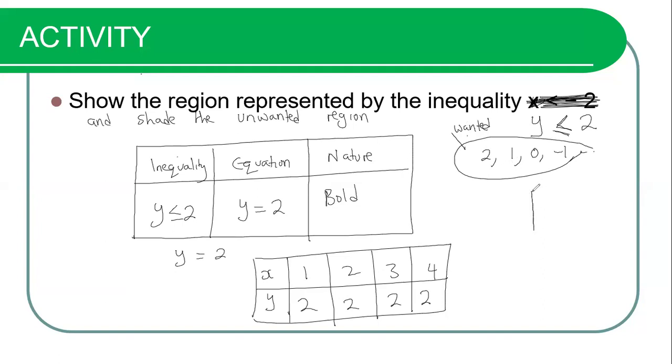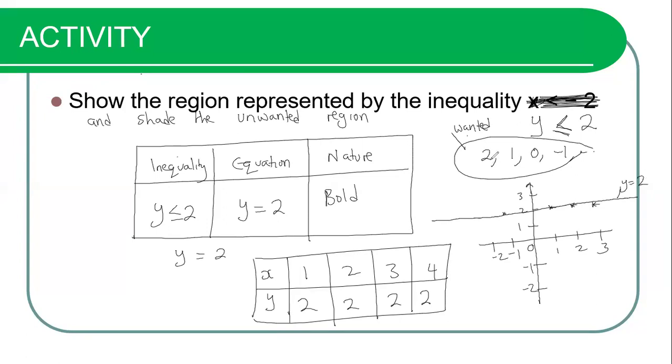So when I come to my graph, this is my graph. I'm just estimating. So this is 1, this is 2, 3. I can have my -1, -2. Then I'll have here -1, -2. So I will plot 1, 2. You'll find that your line is going to be a horizontal line, so it's going to be like this. And since it is bold, I don't dot. So this is my line, y is equal to 2.